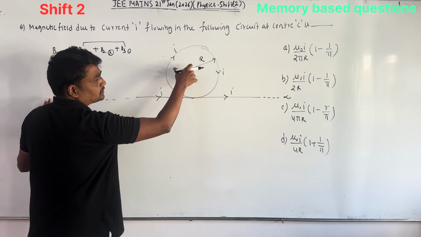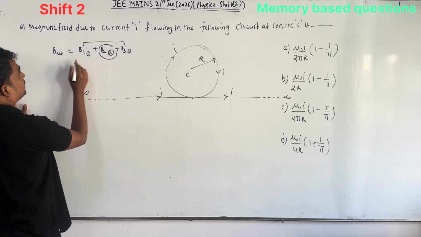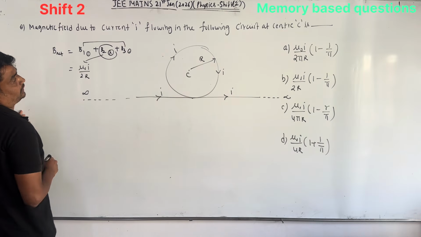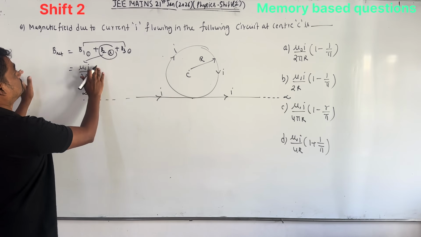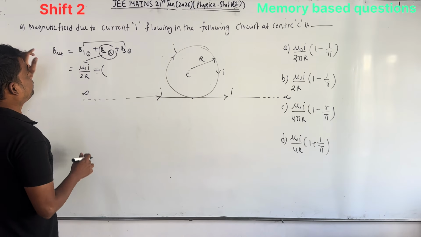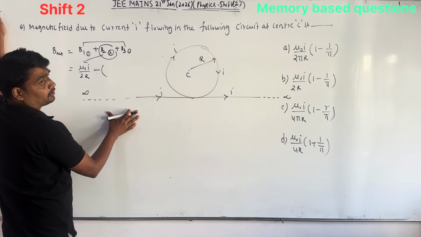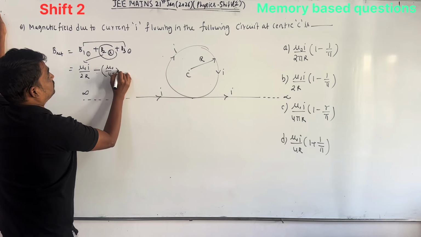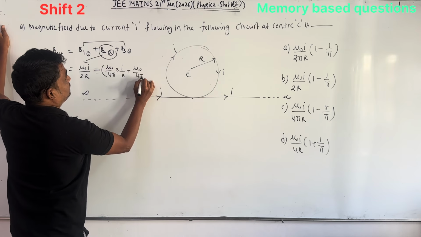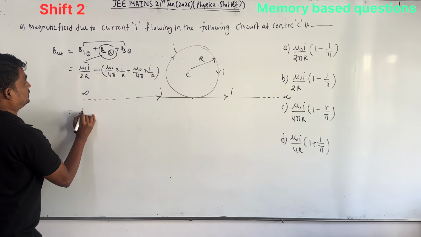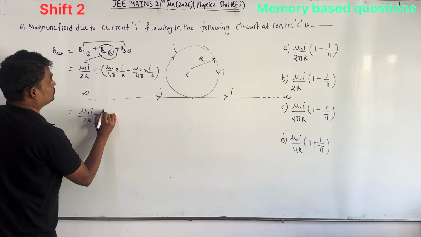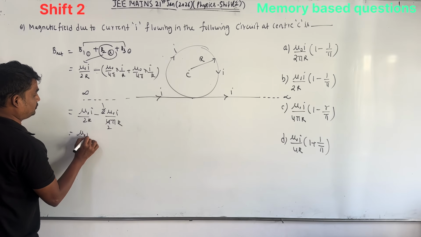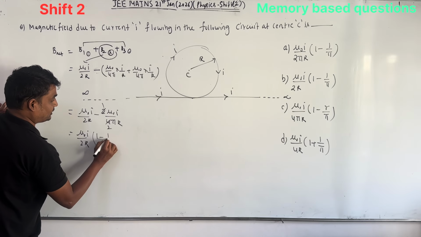I think the circular loop creates more magnetic field, so from this inward magnetic field I will subtract the remaining things. What is the B2 value? Due to the circular loop, mu naught I by 2R, we know that. Next, B1 and B3, subtract B1 plus B3. What is the B1 value? Due to the semi-infinite wire, mu naught by 4 pi into I by R. So B1 and B3 are each mu naught by 4 pi into I by R. So finally we get mu naught I by 2R minus 2 times mu naught I by 4 pi R. Take mu naught I by 2R common, we will get 1 minus 1 by pi.